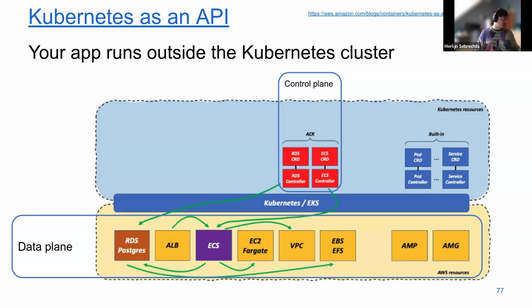This is an example from Amazon, because Amazon has a very interesting blog post about the difference between Kubernetes as a platform versus the Kubernetes API. And this shows a Kubernetes deployment where your application actually runs on Amazon infrastructure. Nothing is actually running inside of Kubernetes, but you are using Kubernetes as a sort of configuration management tool to deploy and manage these other cloud resources.